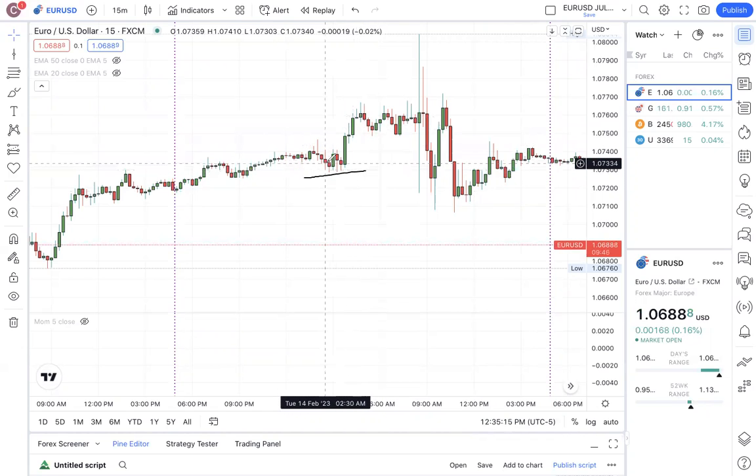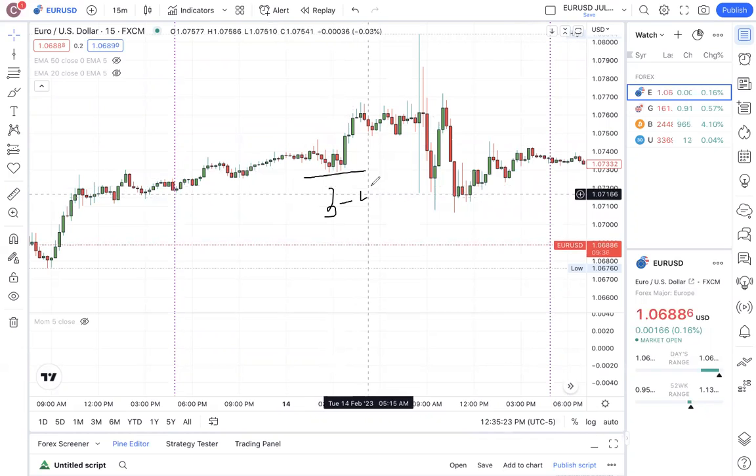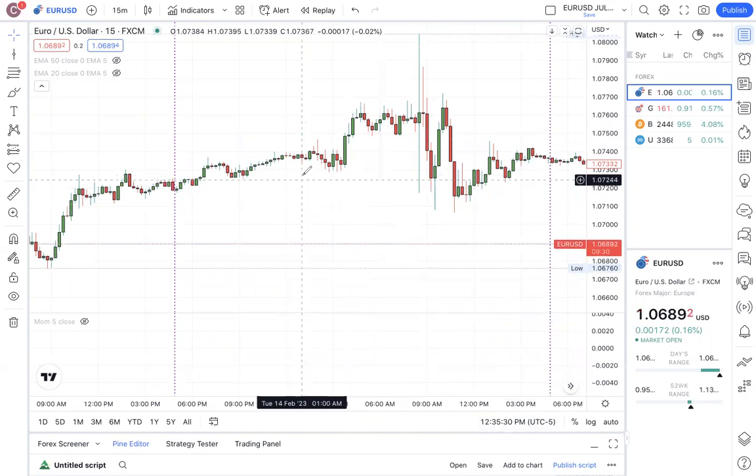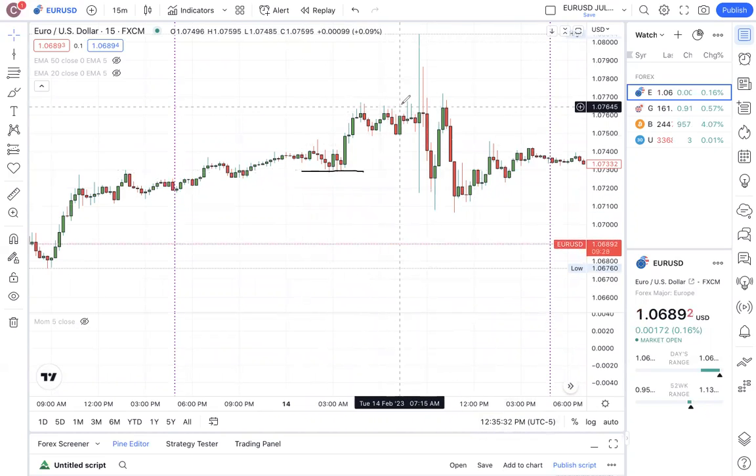So for example, we see that price was trying to get lower and lower. Eventually, after a few rejections, it'll typically be 3 to 4 rejections, the market will turn around and go the other way, right? Now, the same thing can happen if you're looking for a sell, right?